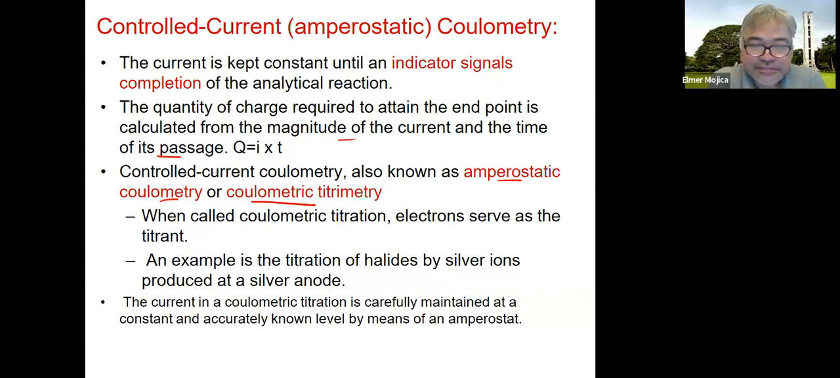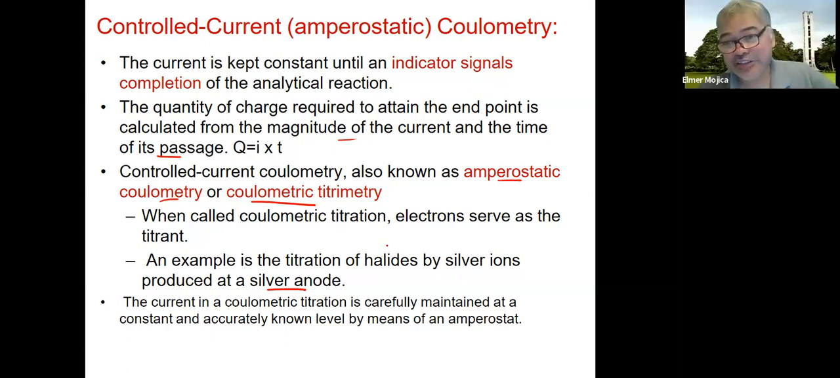Okay. So when you call it a coulometric titration, your electron serves as the titrant. An example of this titration is the titration of halides by silver ions, which we call produced at a silver electrode. The current in your coulometric titration is carefully maintained at a constant, and that's why you call it amperostatic, and at an accurately known level by means of what?